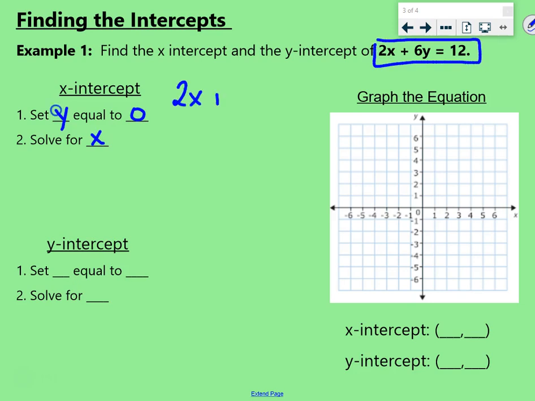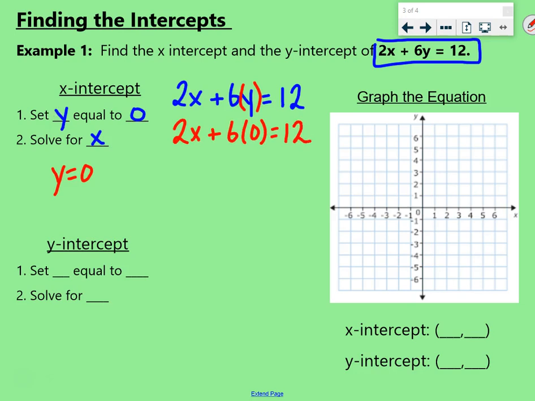So if we look at our equation, we have 2x plus 6y equals 12. Set y equal to 0. So if y is equal to 0, that means we can replace y with 0. 2x plus 6 times 0 equals 12. What is 6 times 0? 6 times 0 is 0. So this becomes 0 plus 2x equals 12. 2x plus 0 is just 2x equals 12.